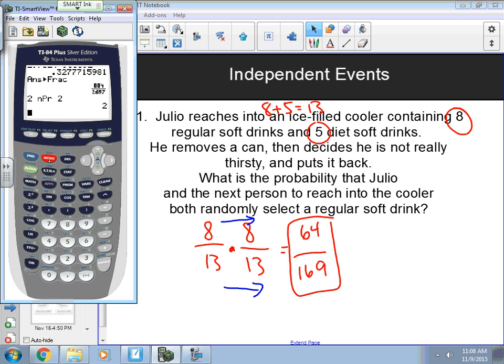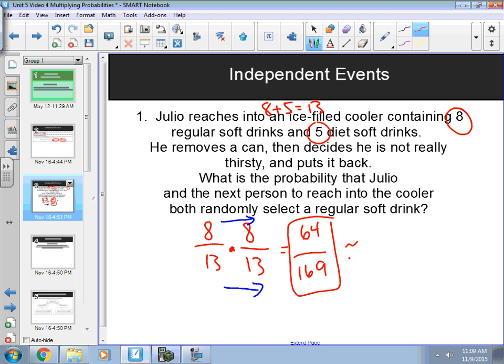So if you went on your calculator and put this in, 64 divided by 169, we could change this to a decimal, so it would be about that probability. If you multiply by 100, now it's a percentage, so it's about 37.9% chance of happening. That's a little bit easier to maybe comprehend about how likely that is going to be.